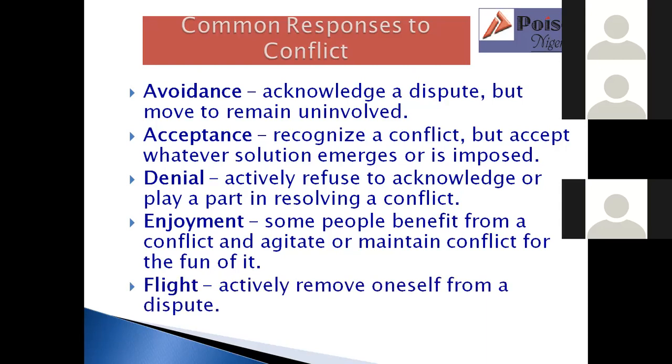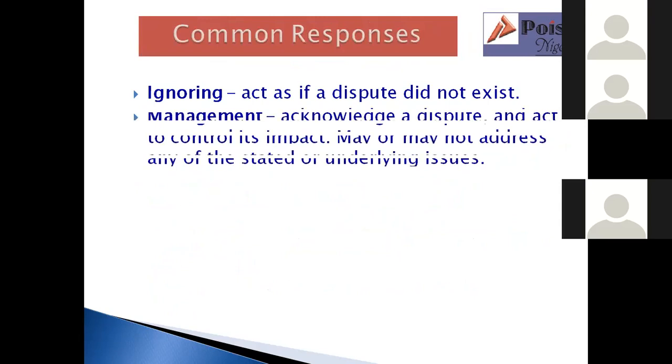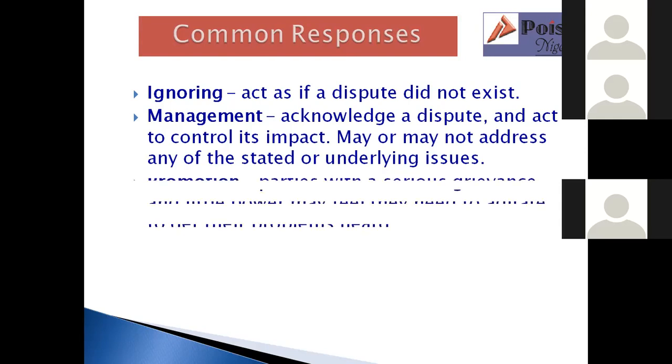Then there's a flight response. People actively remove themselves from the dispute. They just take off from it. Okay. And then you have ignoring. They ignore as if it doesn't exist. This happens in the home between husband and wife. A conflict that is brewing. Most times the husband just pretends as if it doesn't exist. Just ignore it. And the conflict will deteriorate into something more uncontrollable. And then we have management. People want to manage it. They acknowledge that there's a conflict. They want to control the impact of that conflict without addressing the underlying issues in that conflict.